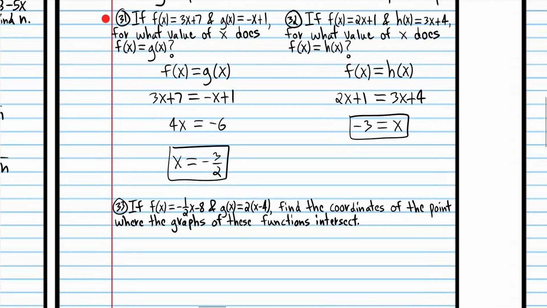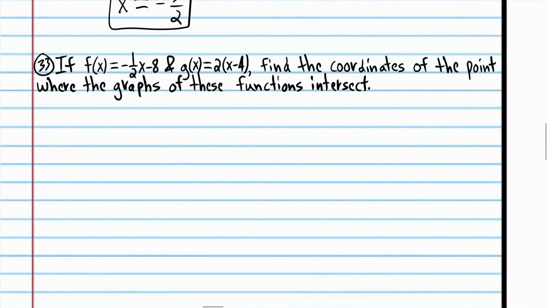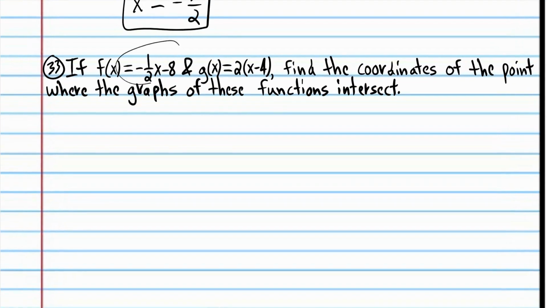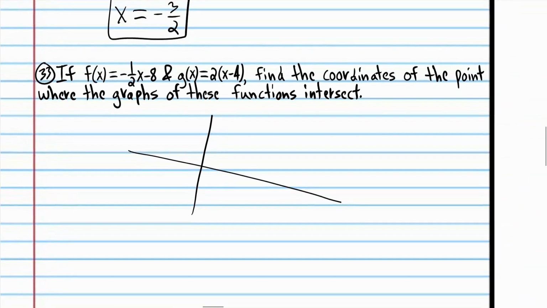Okay, so let's try this next problem. It says, if f of x is equal to negative 1/2 x minus 8, and g of x is equal to 2 times x minus 4, find the coordinates of the point where the graphs of these functions intersect. So let's say we graph this function. It might look something like this, and if we graph this function, it would look something like this. So they're linear functions.